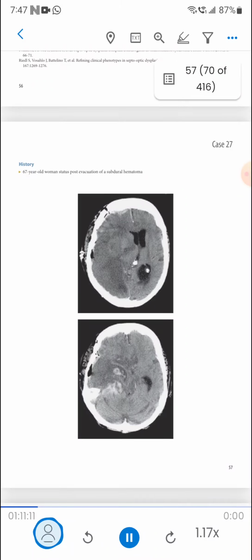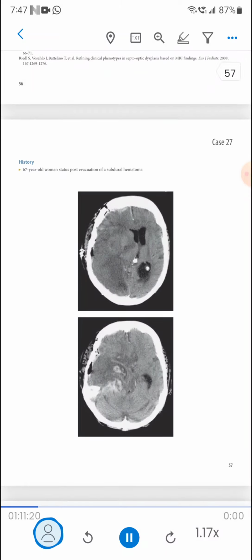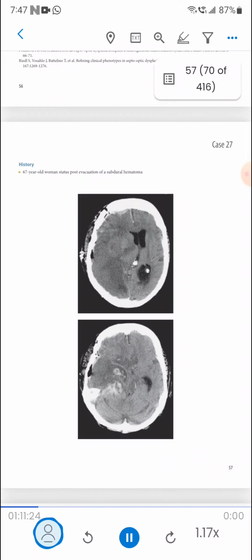The complete effacement of the basilar cisterns and compression of the brain stem are hallmarks of uncal and transtentorial herniation. There is trapping of the left lateral ventricle, resulting in its enlargement. Teaching points. With increased intracranial pressure resulting from a mass.